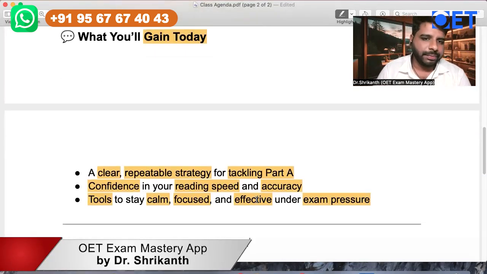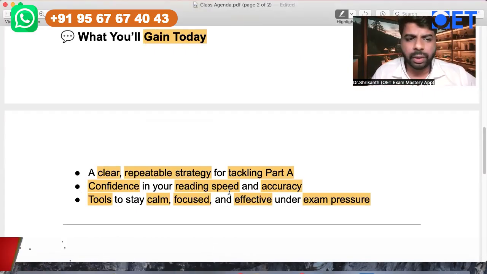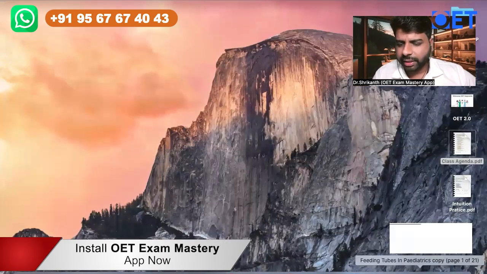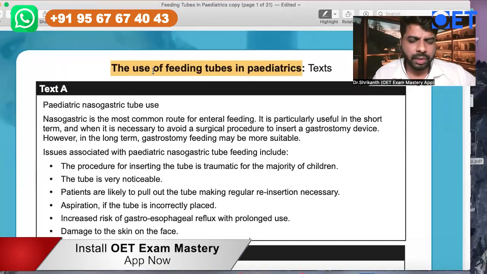And these are the benefits of attending today's session. Okay, a very solid strategy, confidence, and certain tools to stay calm, focused, and effective under pressure. All right. So that is the class agenda. So now let's take the Reading Part A question paper.